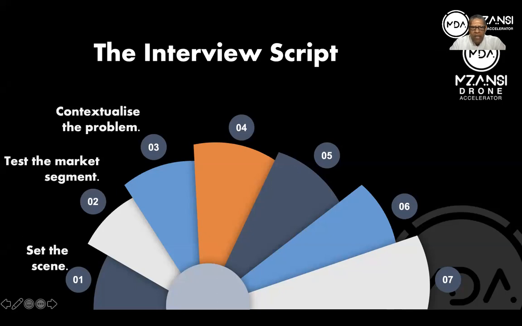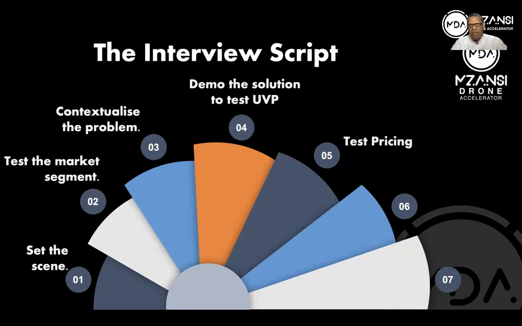All right, sorry. So you want to set the scene at the interview, and then you test the market segment. Are you sitting in front of the right person? You also want to contextualize the problem and go back to the number one problem. How can we contextualize it? And then you want to demo the solution to test the UVP. You're saying, here's the product, this is how it works. Is it meeting the requirements of your number one problem?